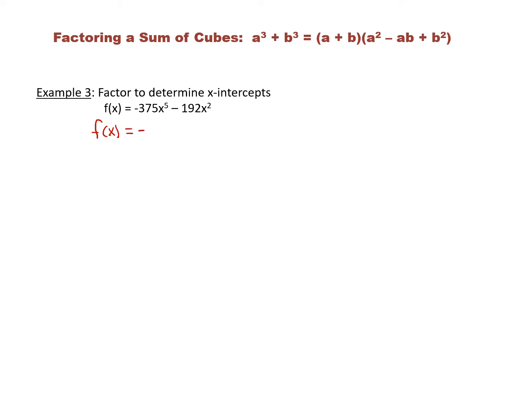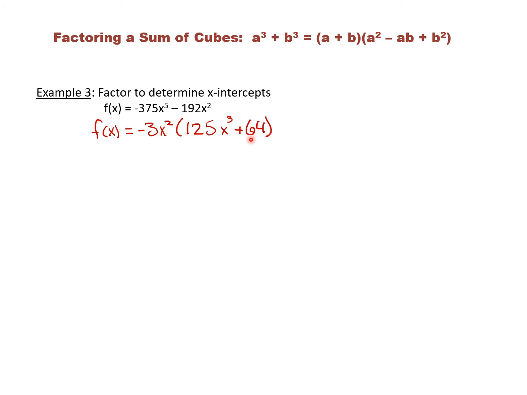So factoring out a negative 3x squared leaves me with, you can get out your calculator, 125x cubed plus, remember I factored out a negative, plus 64. So what I have now in the brackets, that's a sum of cubes.